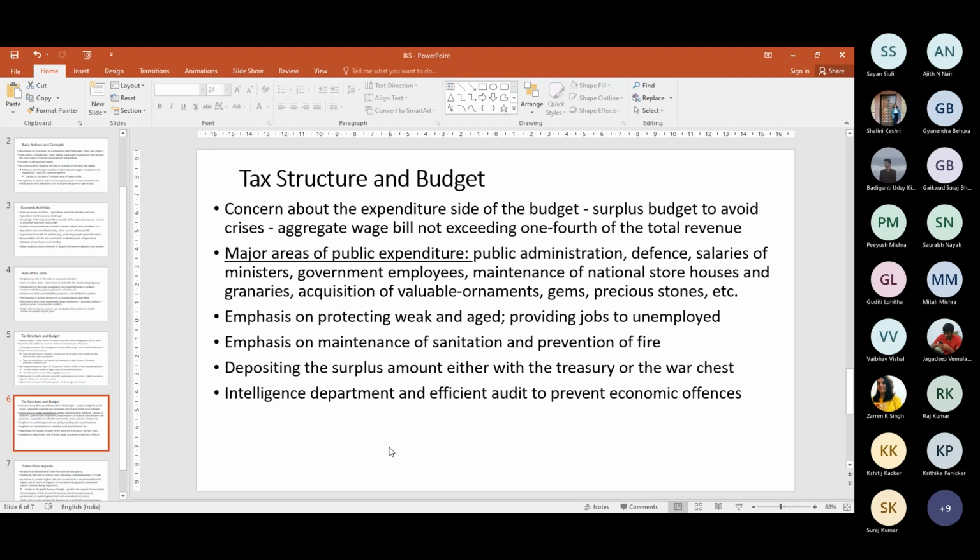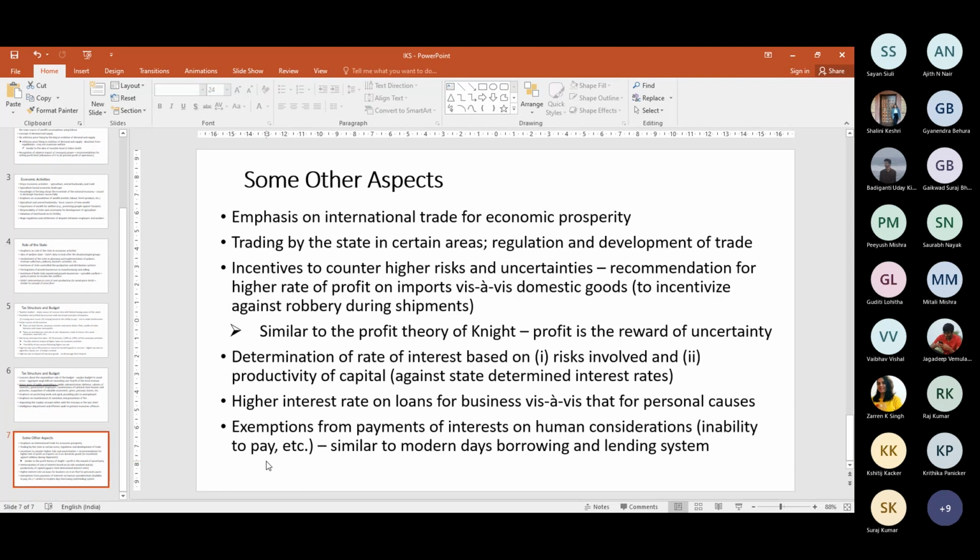In today's world also, we have an audit system, we have an intelligence department, various agencies of the government to prevent economic offenses. The last component is related to emphasis on international trade, which was highly recognized in Arthashastra. It was recognized that international trade would be very important for promoting economic growth.